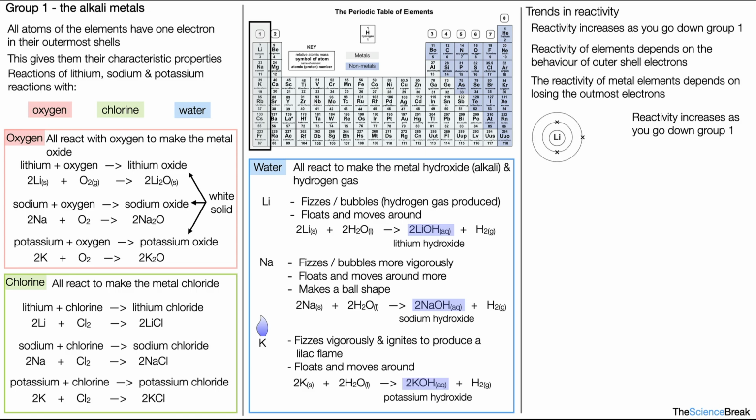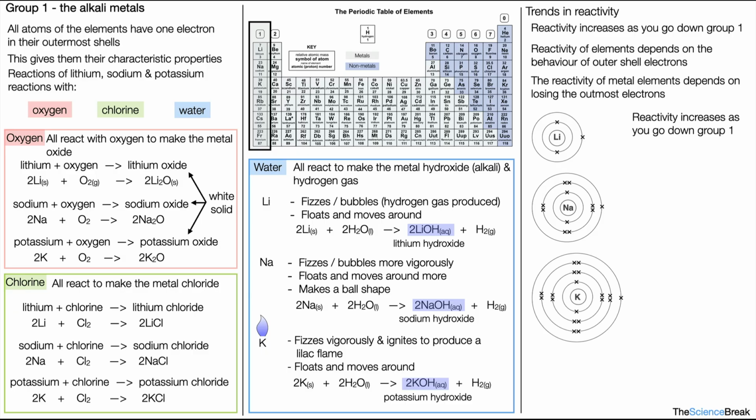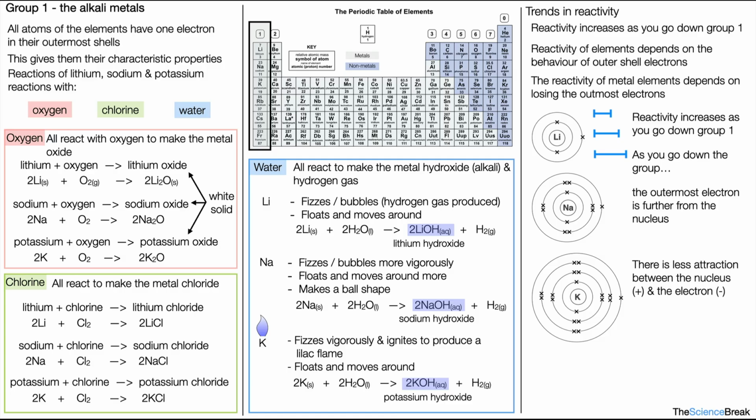So here's lithium, here's sodium, and here's potassium. As you go down the group, the outermost electron is further from the nucleus. You can see this by the measurements I've made there. If you look at those three distances, you can see that the distance increases as you go down the group. If the outermost electron is further away from the nucleus, then there is less attraction between the positive nucleus and the electron, which is negative.